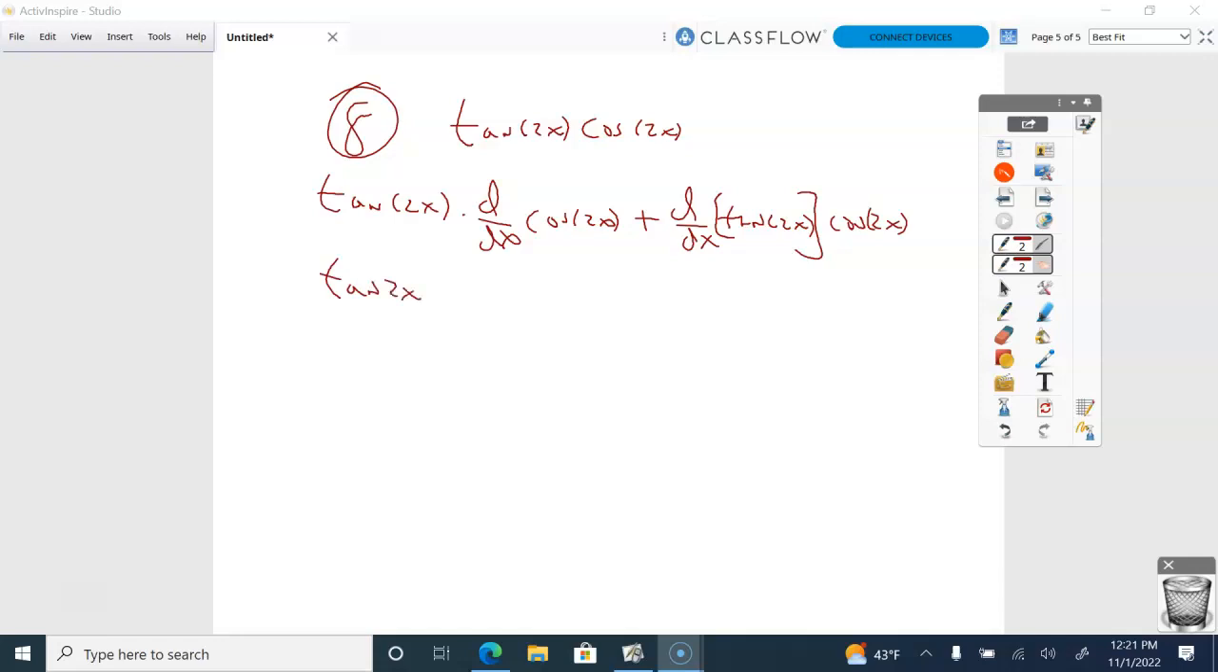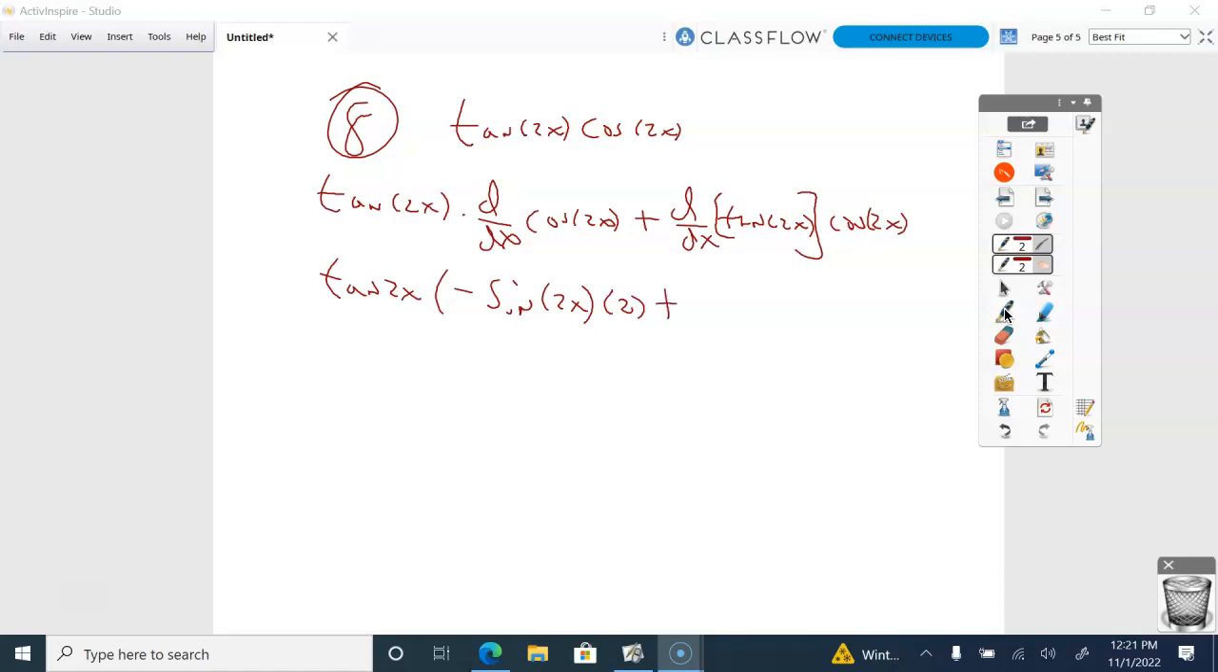What's the derivative of cosine 2x? Negative sine 2x, except you have to take out the chain, right? Yeah. So it would be negative 2. So negative sine 2x times the inside, which is 2.